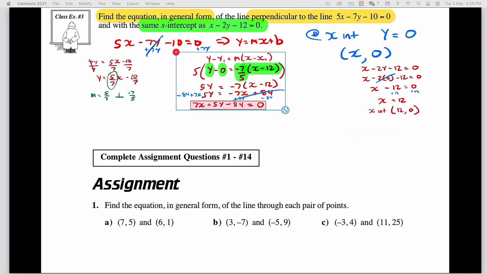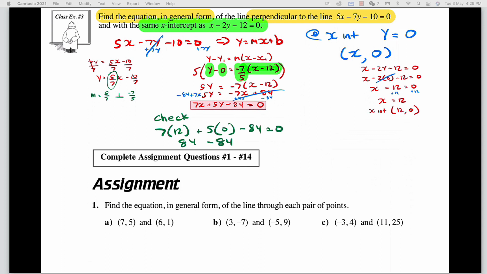Okay, and how would we do our check again? Well, in order to do our check, we're going to take a known point, which is 12 and 0, and substitute it back in there. So to check, I'm going to go 7 times x, which is 12, plus 5 times y, which is 0, minus 84 equals 0, and that gives me 84 minus 84 equals 0, and I can see that that's true, and I know that the equation that I've come up with is true according to what we have right there.